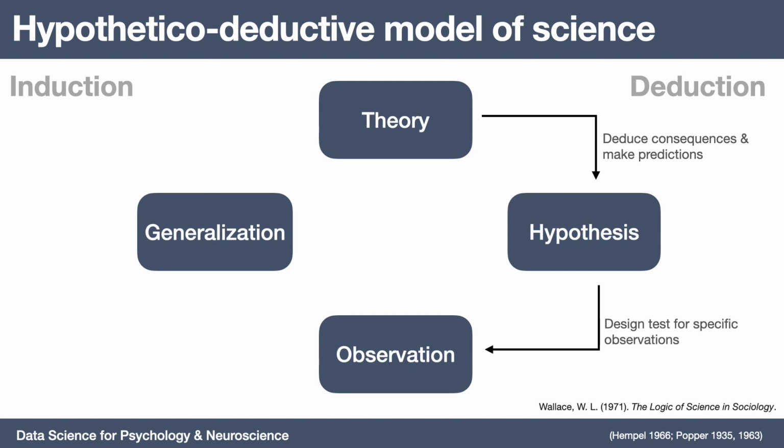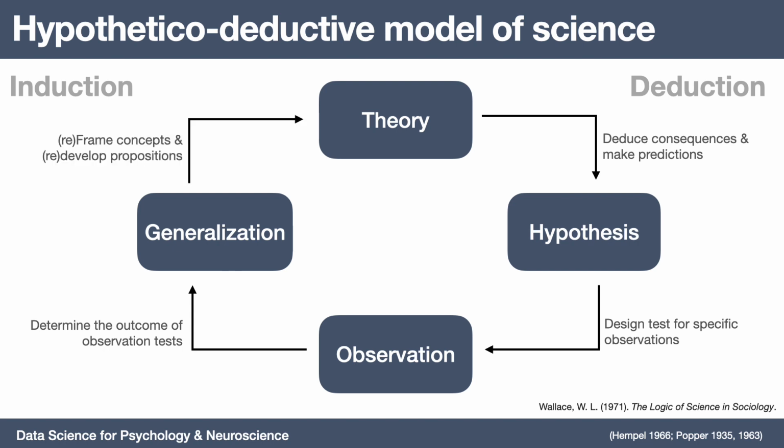And then using data science tools, we determine the outcome of these observational tests and infer some sort of consequences from them for generalization purposes. And then you can use that generalized knowledge to reframe concepts or redevelop propositions in order to refine your theory. So on the right-hand side, we have deductive reasoning, which is trying to pare out the complexity of your logical relationships, and we'll go over this in a later lecture. On the left-hand side, you have the inductive reasoning designed to build and refine your theories. And data science sits on this lower part of this wheel.